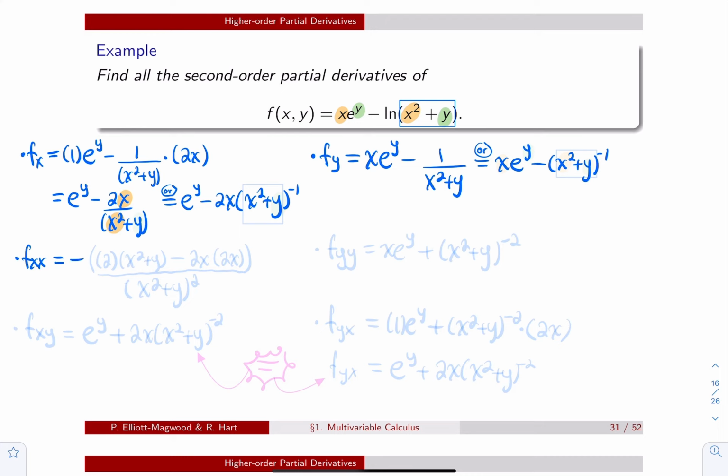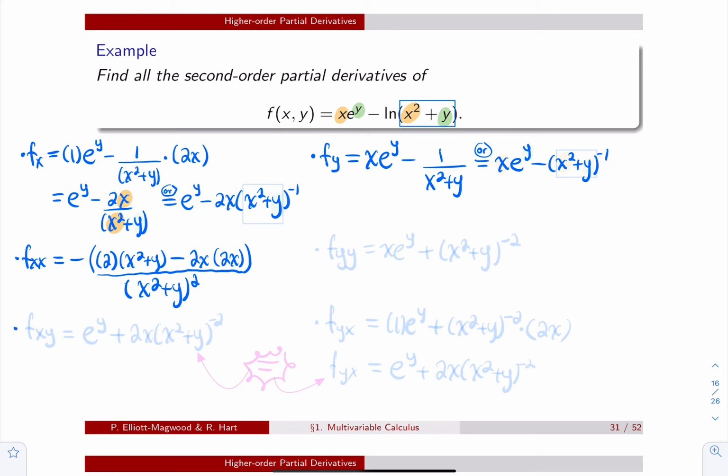And then I have minus, I'm using my quotient rule. So here at some point you're comfortable in your own skin. I just have to compute the derivative of the function above, which is 2, times the function below, x squared plus y, minus the function above, which is 2x, times the derivative of the function below with respect to x. So you're just going to get 2x. And then all of this is divided by x squared plus y, all that squared. And because we're just asking you to compute the partial derivatives, I'm not going to simplify it. I'm way too lazy. So that's my f of xx.